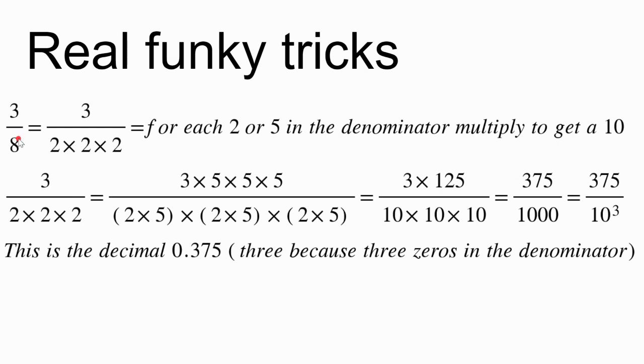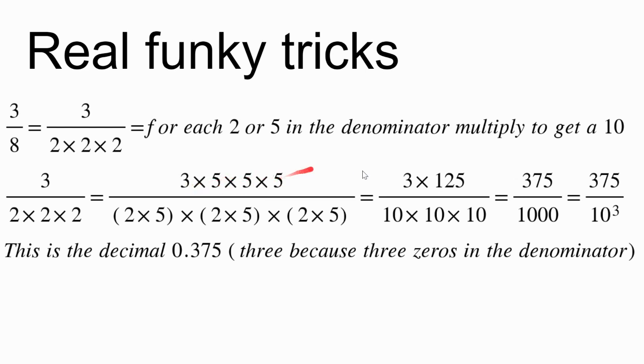So if I have 3/8, 8 can be factored into 2 times 2 times 2. So for each 2 or 5 in the denominator, I multiply to get a 10. So if I have a 2, I've got to multiply by 5, I get a 10. So I'm going to take the 3 2's and I'm going to multiply each of them times 5. But I've got to multiply the top by 5 3 times, just so I'm not changing the number. So I'm just multiplying by 1. I'm multiplying by 5/5 times 5/5 times 5/5.